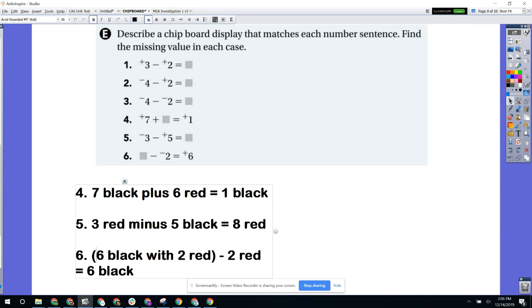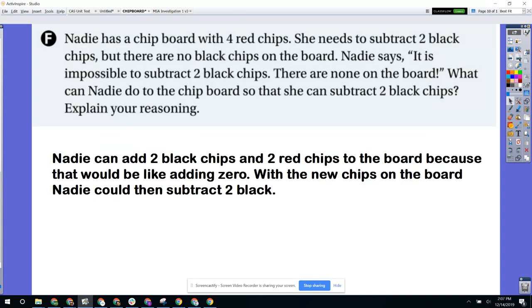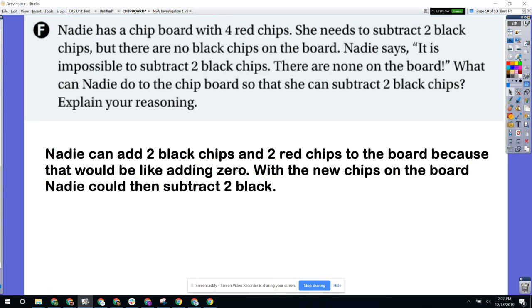All right. And then we are at our final part, part F. Nadi has a chipboard with 4 red chips. She needs to subtract 2 black chips, but there are no black chips on the board. Nadi says it's impossible to subtract 2 black chips. There are none on the board. What can Nadi do to the chipboard to make sure that she has 2 black chips that she can subtract? What does she do? And then explain our reasoning.